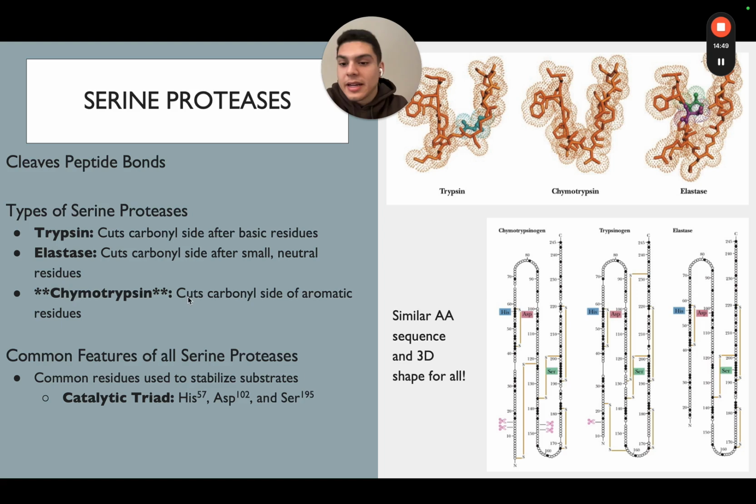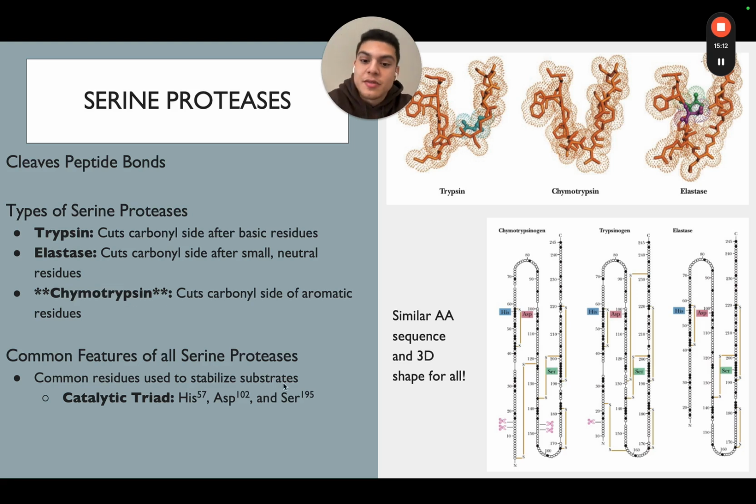aromatic residues. Again, this is important that you know and memorize what the basic residues are, the small neutral residues, and the aromatic residues, and then which types of proteases are going to cleave what. You definitely should have that memorized, because they may just say, oh, this is an elastase, this is a polypeptide, where is it going to cleave? And they're not going to necessarily give you, cuts carbonyl side, small neutral residues. They're not going to give it to you.